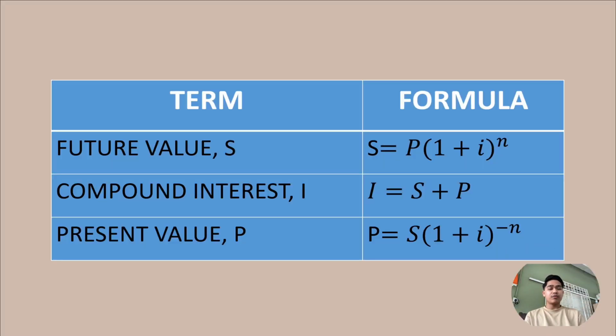Compound interest formula. Future value S is S equals P bracket 1 plus i bracket power n. Next, compound interest I is I equals S minus P. And the last one is present value. P is P equals S bracket 1 plus i bracket power negative n.